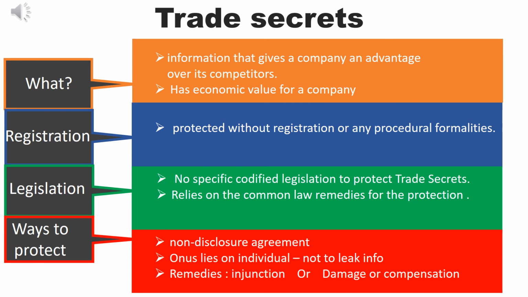In case of infringement of a trade secret, the Indian courts provide common remedies such as injunction, and pay for damages or compensation if the leaking of trade secrets has caused any loss to the organization. So, this was all about trade secrets.